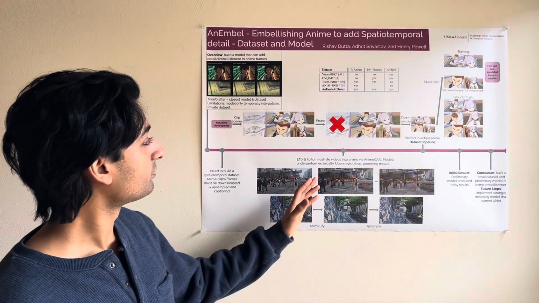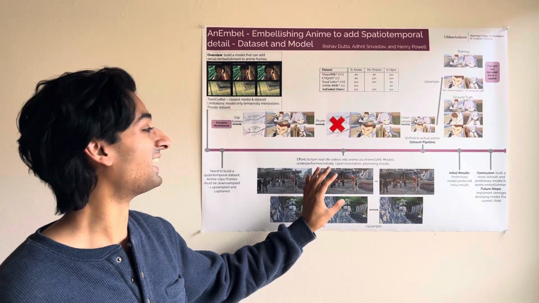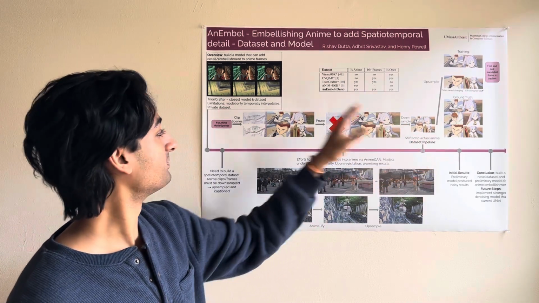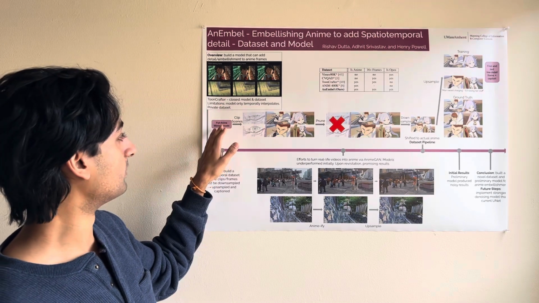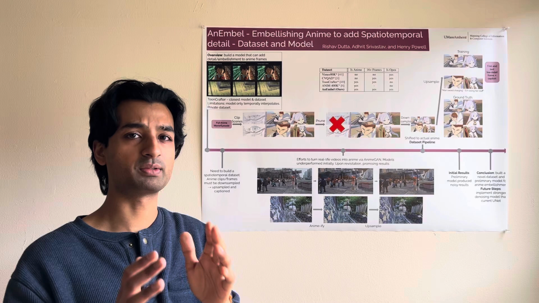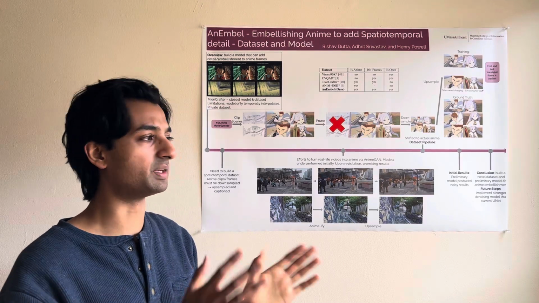While this wasn't working, we shifted to actual anime. So we got full anime movies. We diced them up using Scene Detect, which essentially gets nice clips of videos. All of our videos ended up being about half a second.